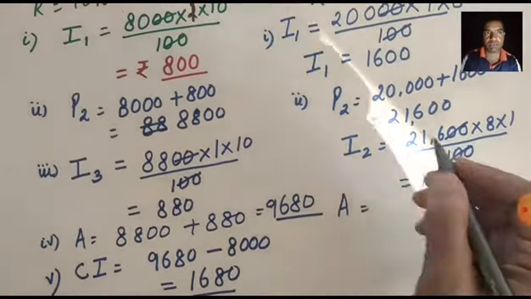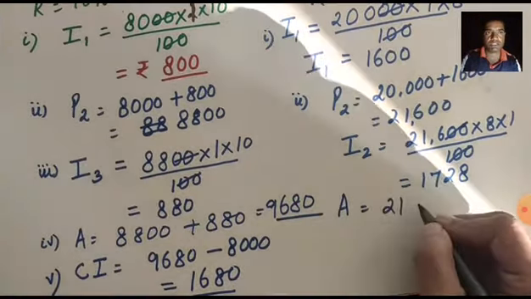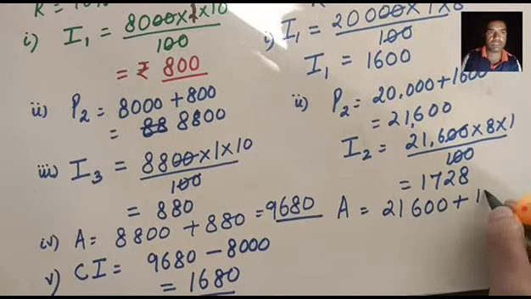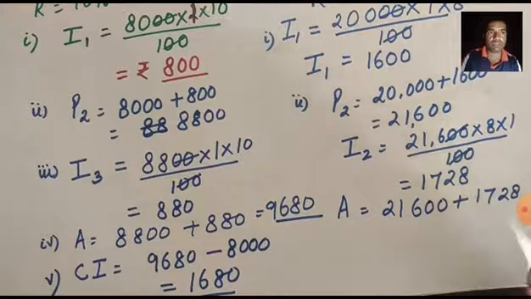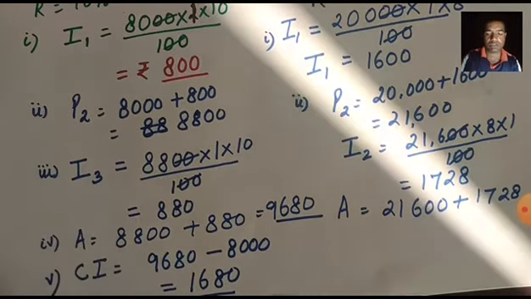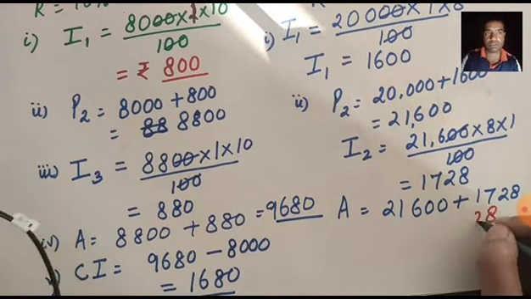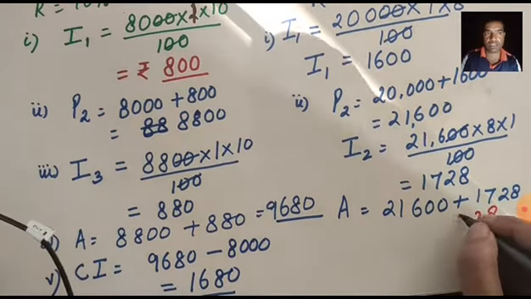Now we will find the amount when the interest is added to the principal: 21,600 plus 1,728. When we add these, what do we get? 23,328.